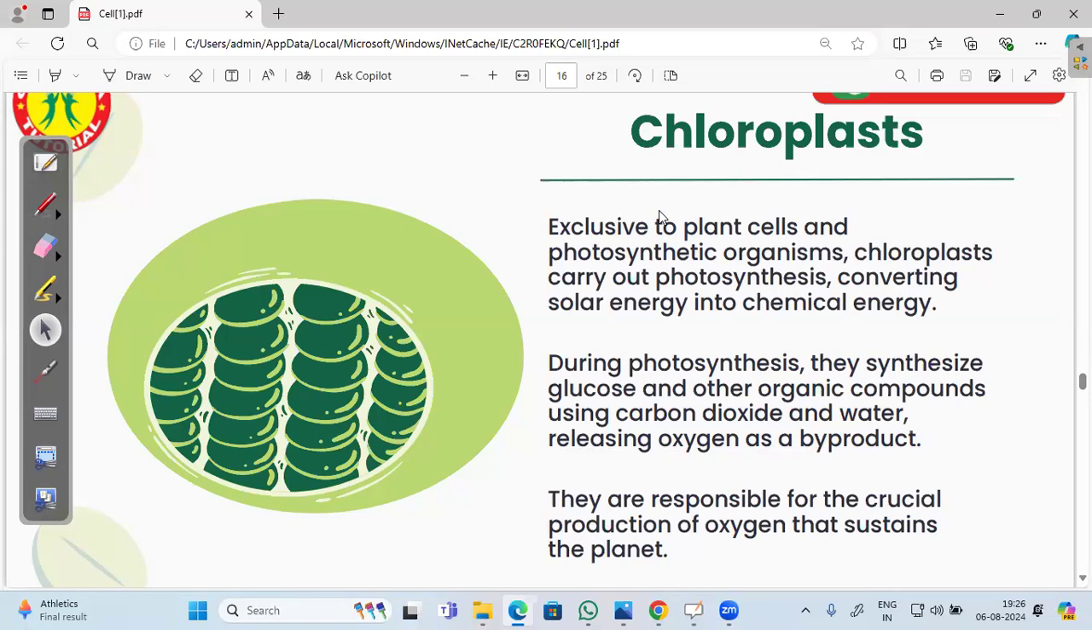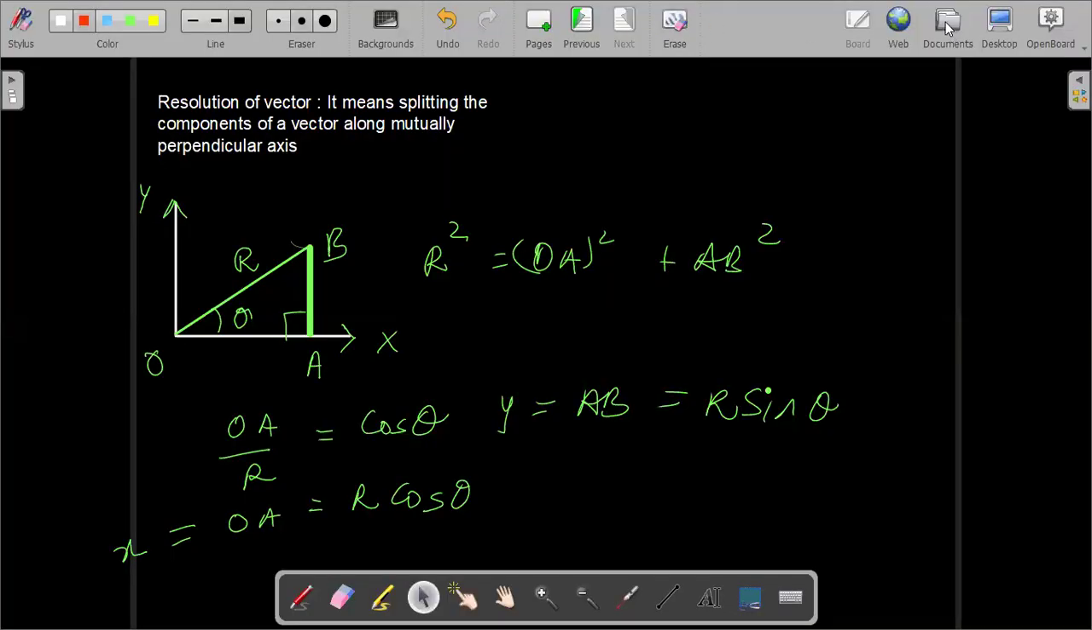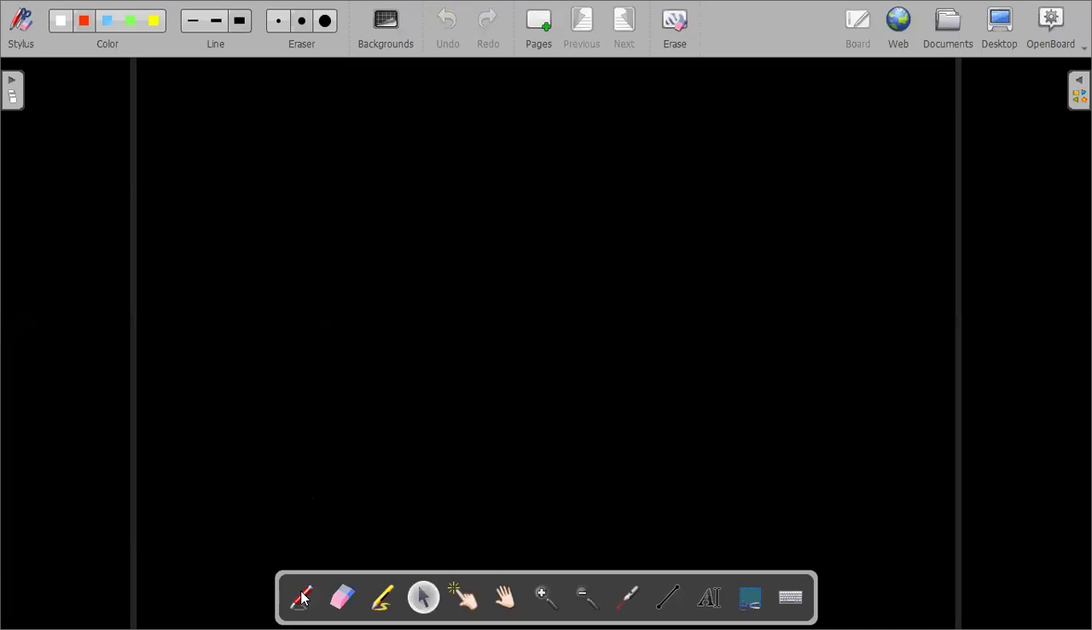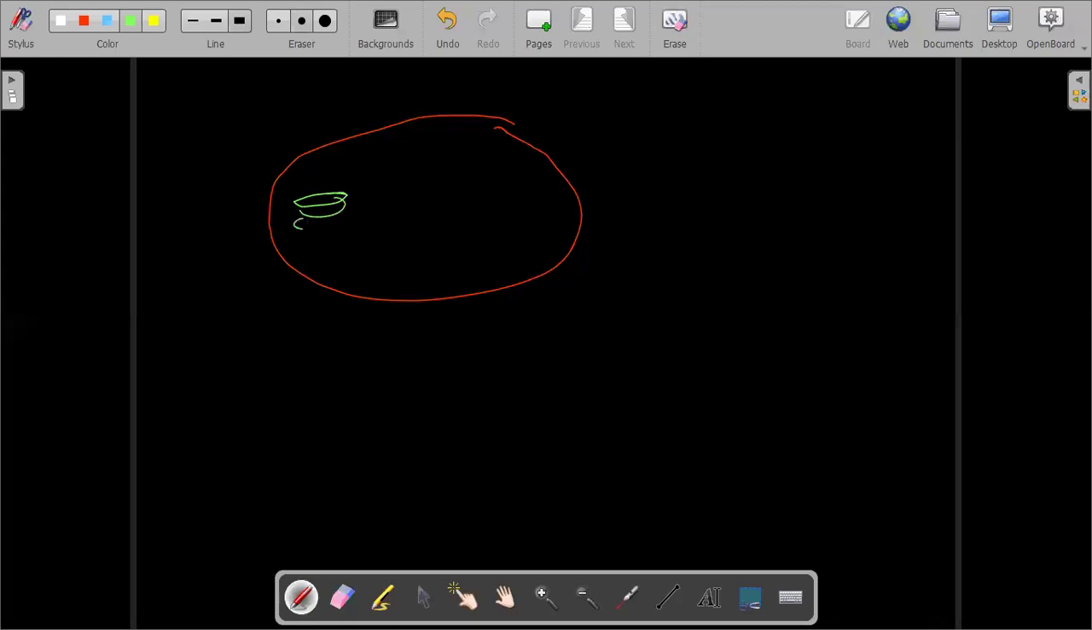Now within the chloroplast, I will show you how the arrangement looks. You find two types of structures inside this chloroplast. It looks something like this. Again, here we find a pile of lamellar structures like this. Such an arrangement is found inside.